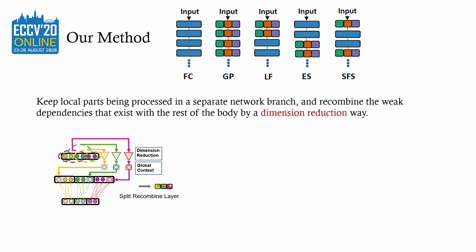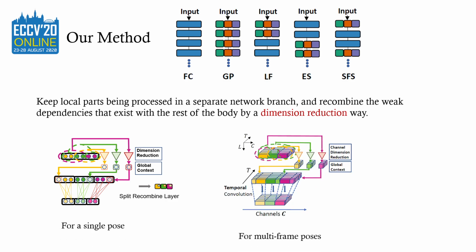The split and recombine strategy can be adapted to both single pose and temporal pose settings. Specifically, the group-connected operations for local joint groups are replaced with corresponding temporal convolutions for local feature learning, where the features from other joint groups undergo an extra convolution for dimension reduction in channels, and are recombined back with the local joint group as global context.